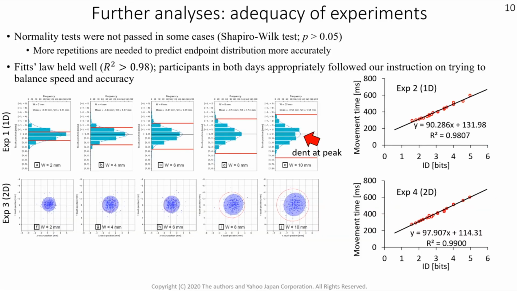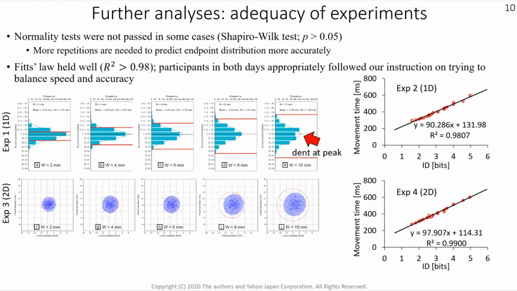We also analyzed touchpoint distributions and Fitts' law fitness. We found that the normality tests were not passed in some cases. For example, the red arrow annotates that the participants tap the target center less frequently than other positions. This violates the dual Gaussian distribution hypothesis. More repetitions are needed to measure the central tendency of tap point distributions.